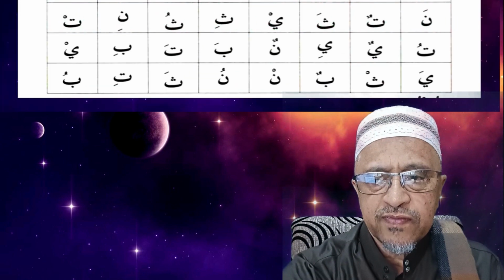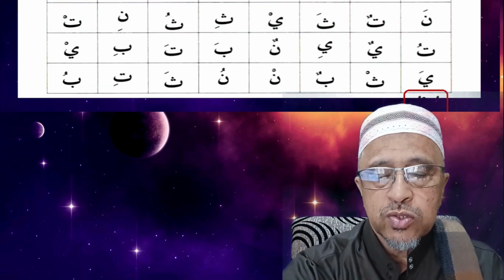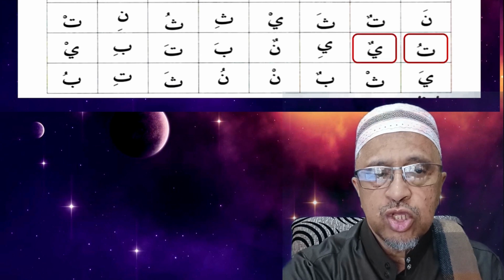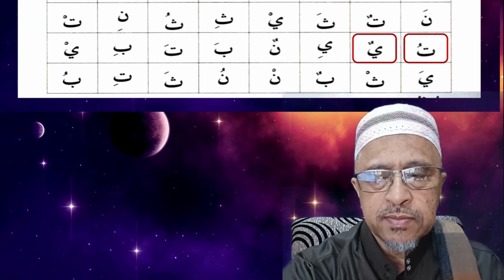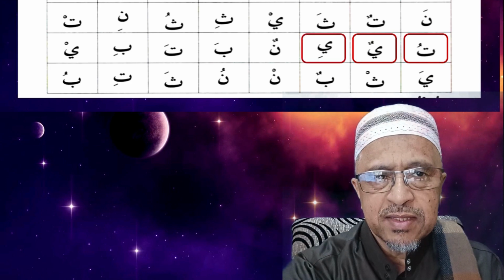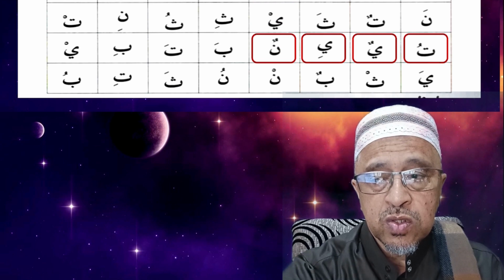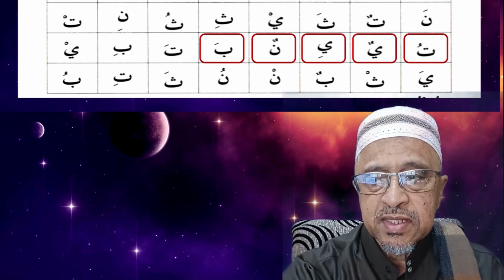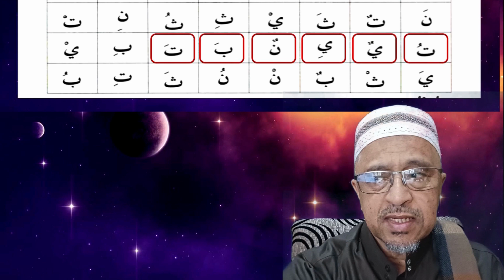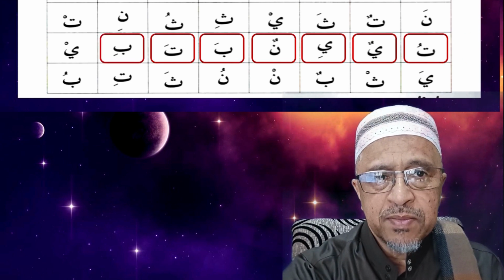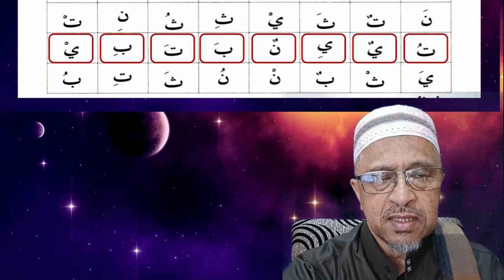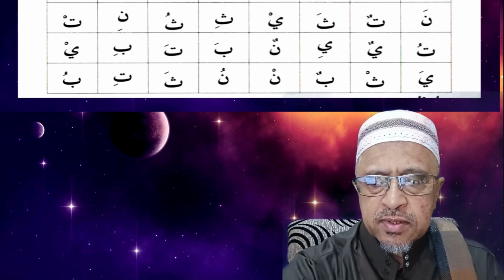Let's go to the fourth row. First one, الحرف الأول تو. الثاني ين. Then ي, followed by nun. Then we have ba, ta. Then bi, and finally ya. Let's look at the last row.